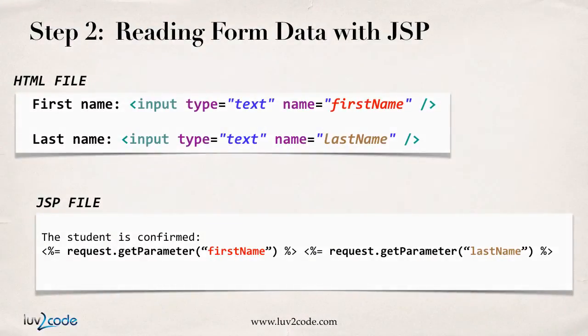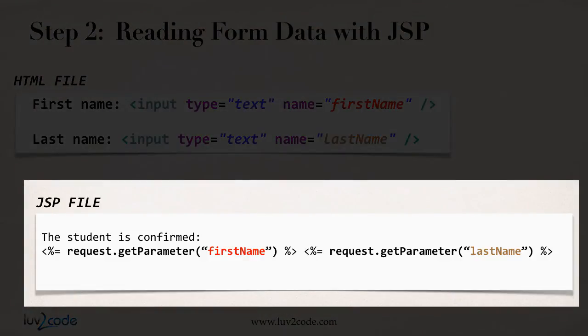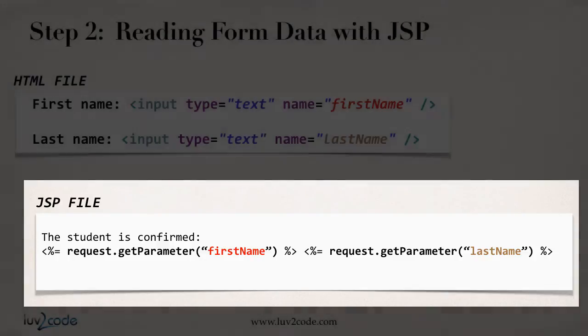All right, so now here's the coding here for reading the form data. So whenever we read the form data with the JSP, it's very important that we need to know the names of those HTML form fields. So I have these HTML form fields here on this slide just for reference. So at the bottom in the JSP file, we simply want to say the student is confirmed, and then we want to display the student's first name and last name.